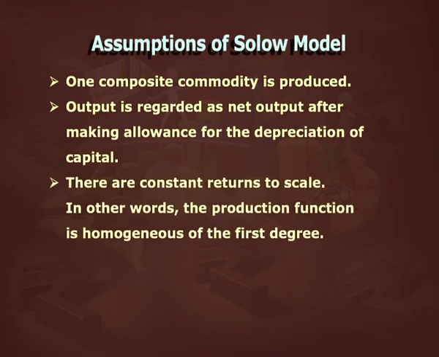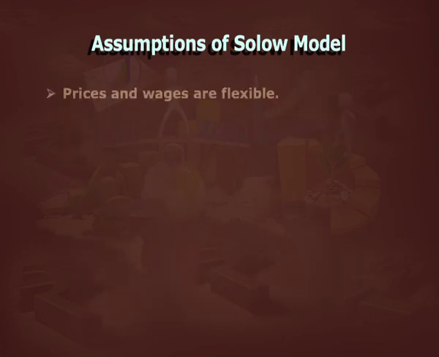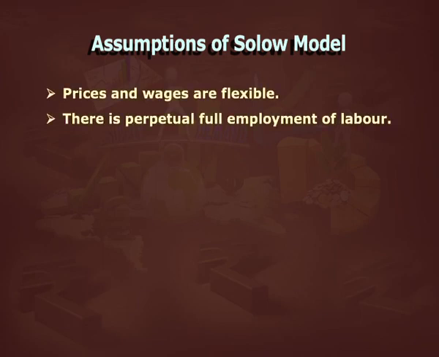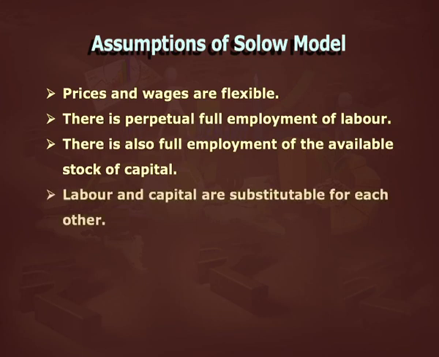There are constant returns to scale. In other words, the production function is homogeneous of the first degree. The two factors of production, labor and capital, are paid according to their marginal physical productivities. Then, prices and wages are flexible. There is perpetual full employment of labor. There is also full employment of the available stock of capital. Labor and capital are substitutable for each other.